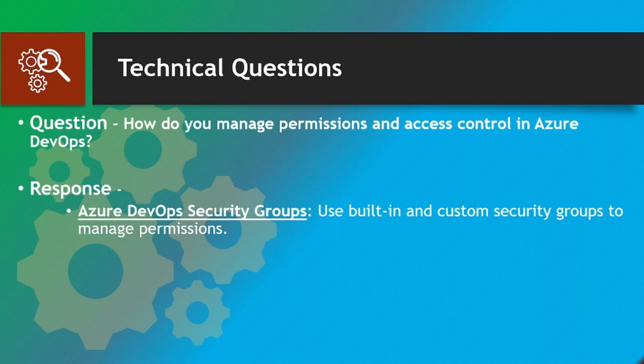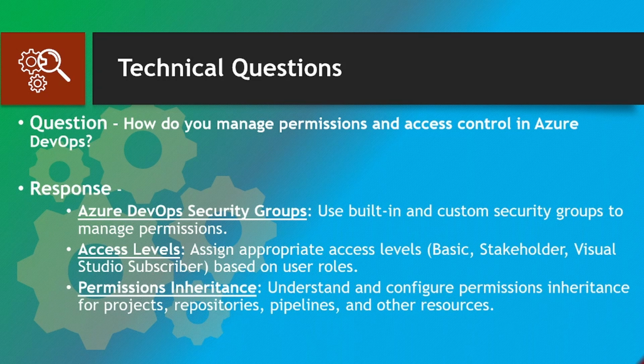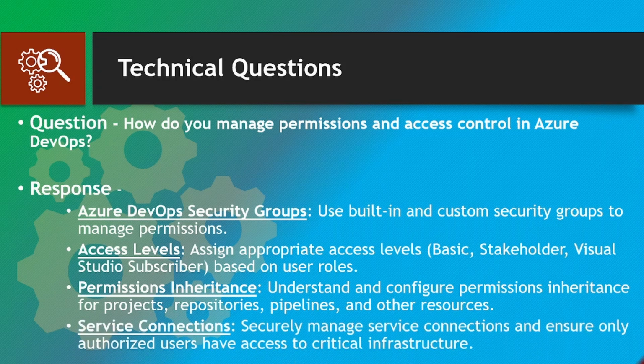Azure DevOps security groups. Use built-in and custom security groups to manage permissions. Access levels. Assign appropriate access levels, basic, stakeholders, Visual Studio subscriber, based on user roles. Permissions interface. Understand and configure the permissions interface for projects, repositories, pipelines, and other resources. Service connections. Securely manage service connections and ensure only authorized users have access to critical infrastructure.